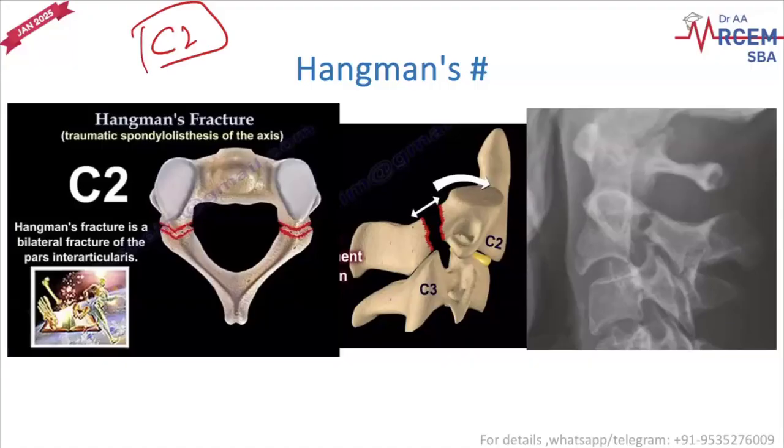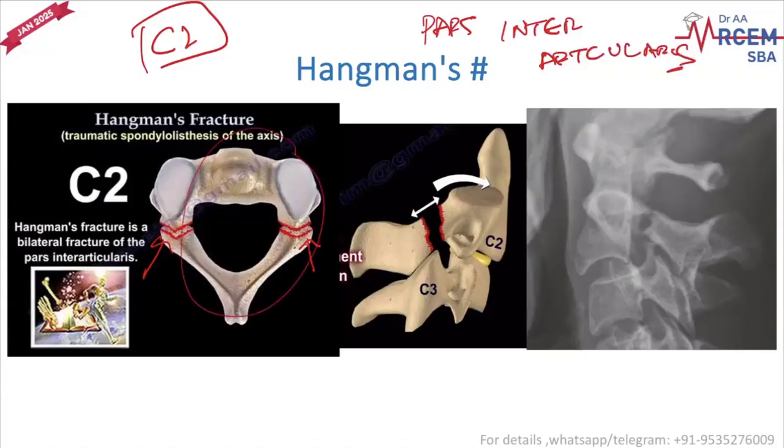Hangman's fracture is a fracture here. This is known as the pars interarticularis. You cannot get this view because there will be one more vertebral body here. You cannot get a proper view like this. This is the spinous process that you're having.